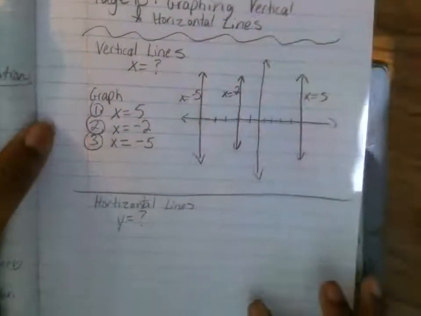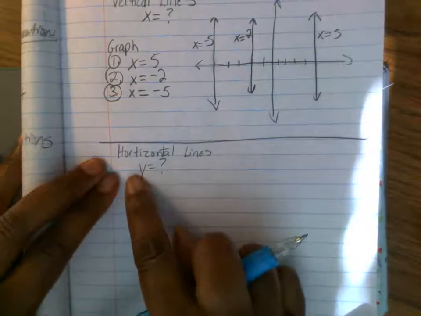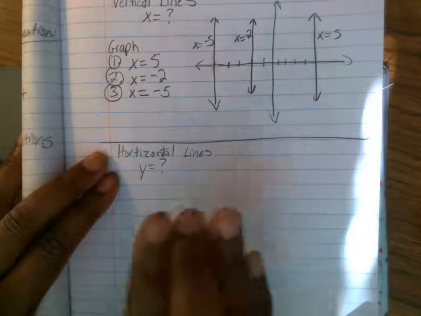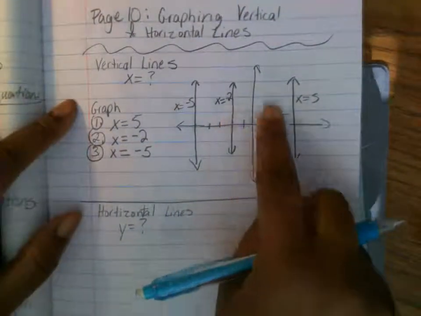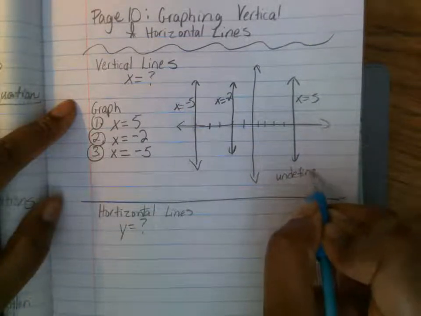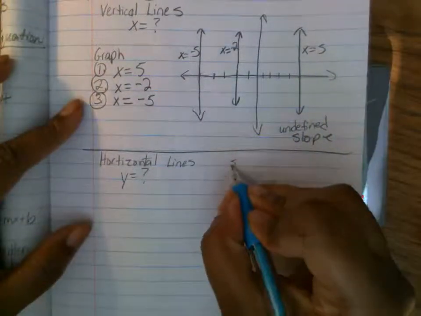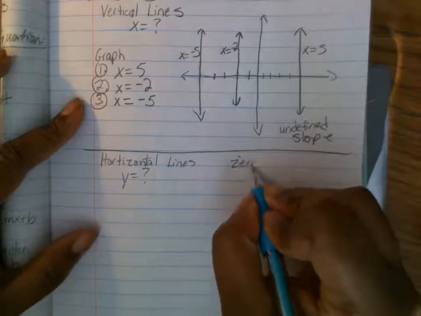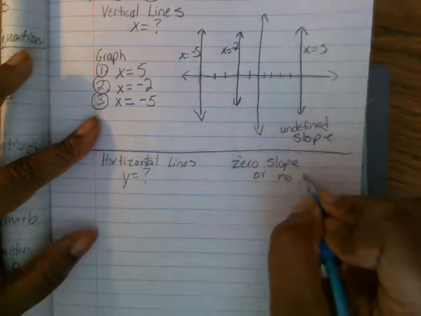Now we're doing horizontal lines. Okay, horizontal lines. So now horizontal lines is where you have y is equal to a single number, where there's no slope at all. So these lines are flat lines. These have 0 slope. These vertical lines have undefined slope, as you can see. But these horizontal lines have 0 slope. There's no slope at all. 0 slope or no slope. Okay?